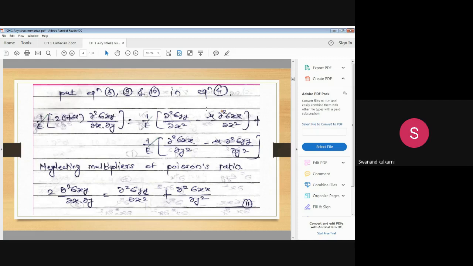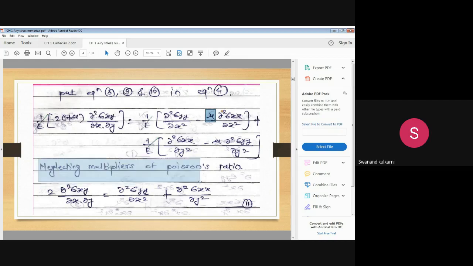At the same time, the multipliers of mu are also neglected, because we know that Poisson's ratio is the lateral strain to the longitudinal strain. Lateral strain is always very small, and the ratio of lateral strain to longitudinal strain is also very small. So Poisson's ratio is always near about 0.25, etc. These terms are already higher order terms, and later we are multiplying by 0.25, so this value is definitely less. That is why the terms which are multipliers of mu are neglected.